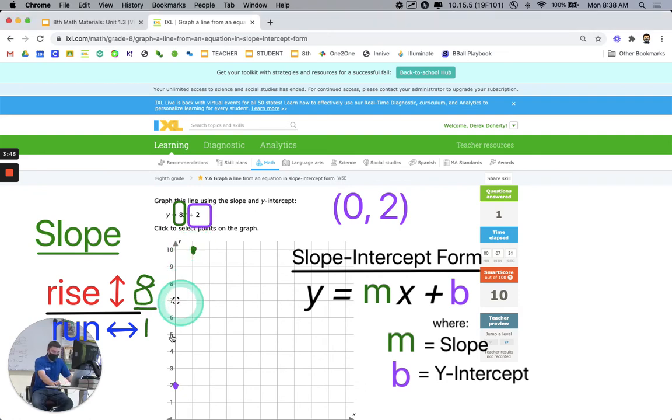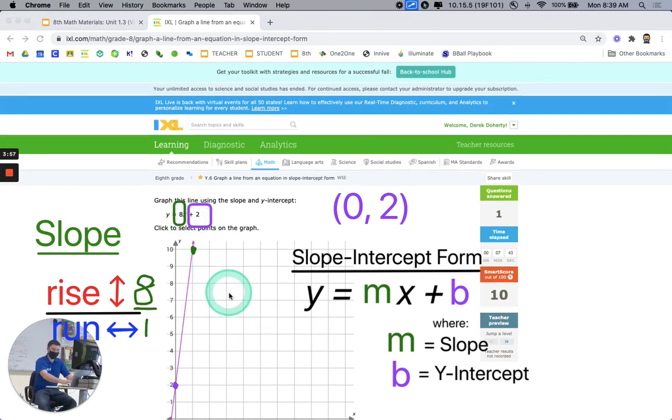There's our data point. Click one on the purple, click one on the green. Now we have a straight line that goes through those 2 data points, and this represents all the solutions to that equation y equals 8x plus 2.